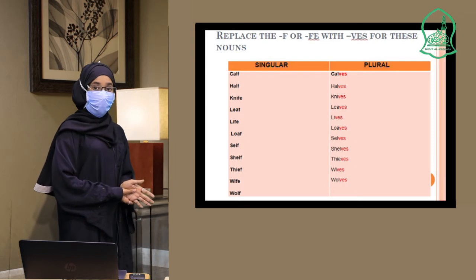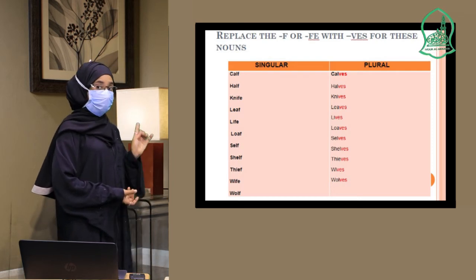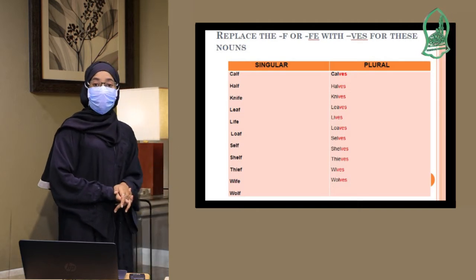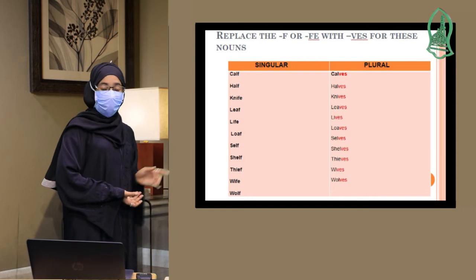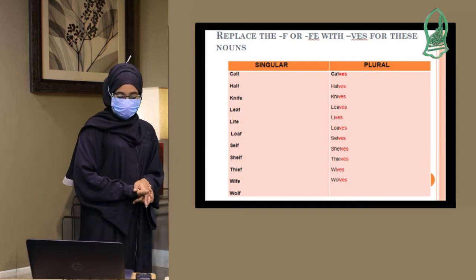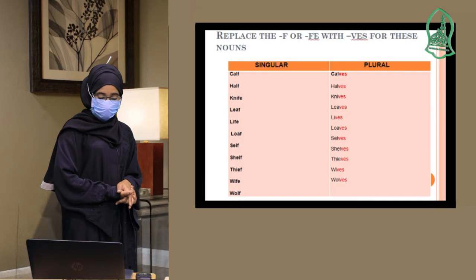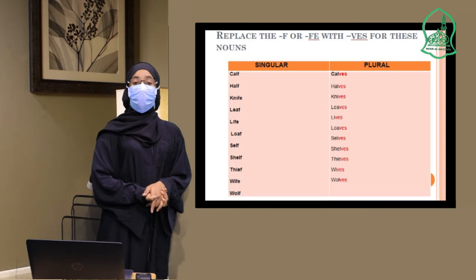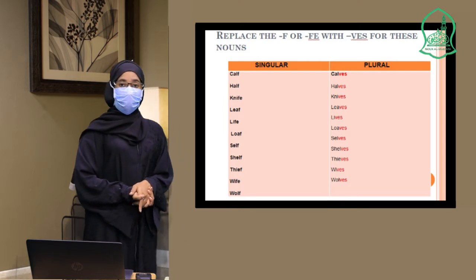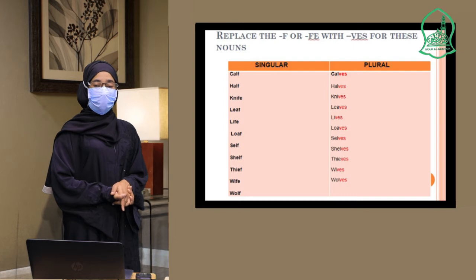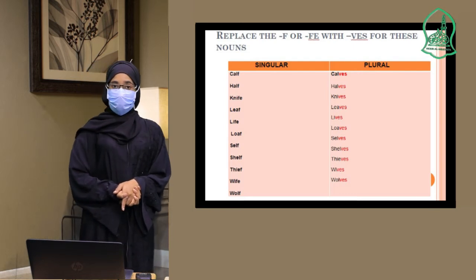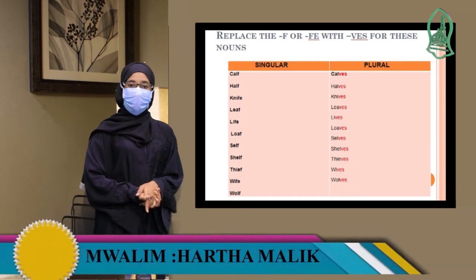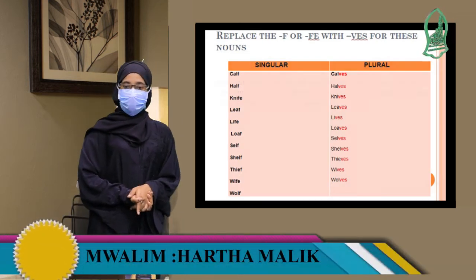Self is one, many selves. Shelf is one and many shelves. Thief is one, many thieves. Wife, one, wives, many. And the last one is just an example, and there are many more of these. You can find them. Wolf is one and wolves are many. So those nouns that are ending with F or FE, when we want to make them plural, we are removing these letters F or FE and we are adding VES instead of those letters.